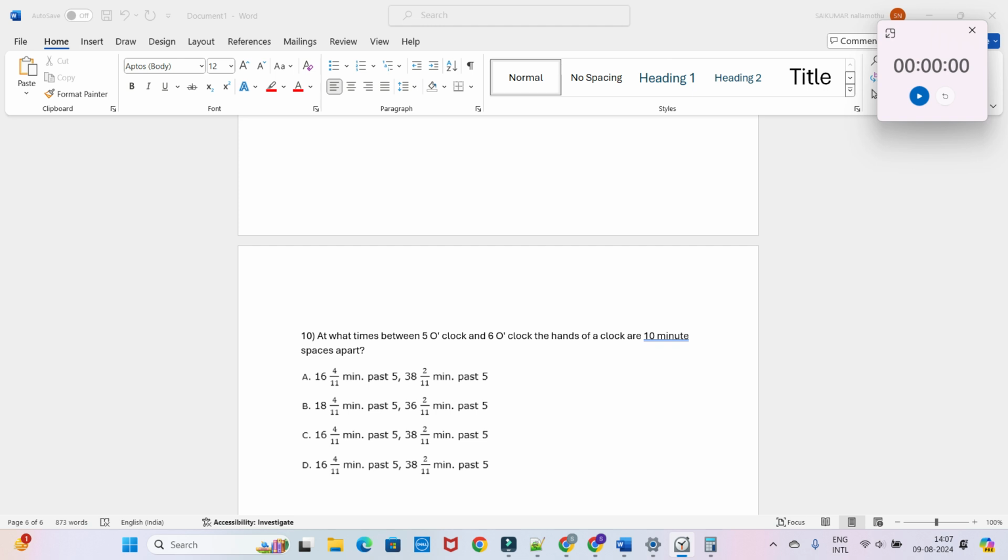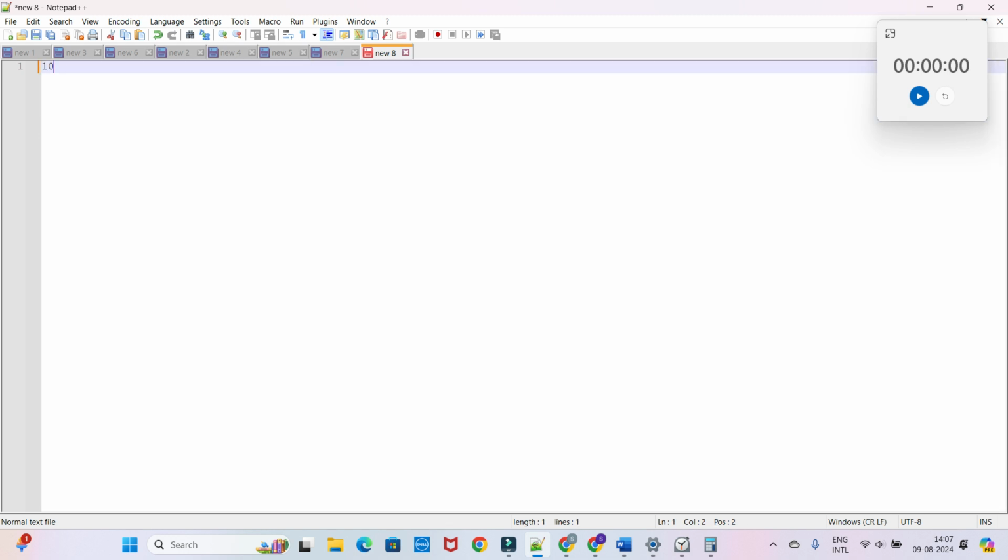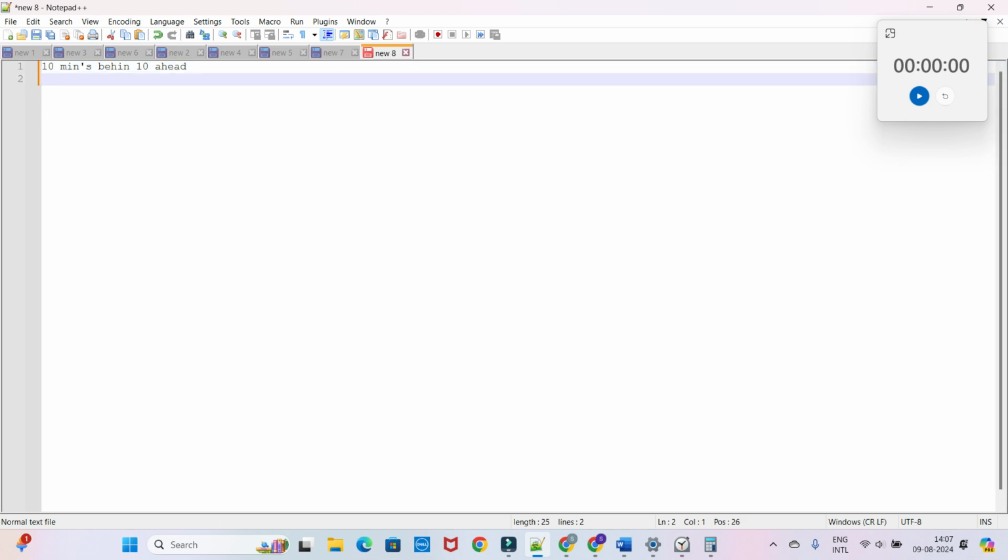So here we need to find 10 minutes behind and 10 minutes ahead. So for the 25 minute spaces, minus 10 would be 15 minutes. So 15 minute spaces for our hand to be 10 minute spaces apart.